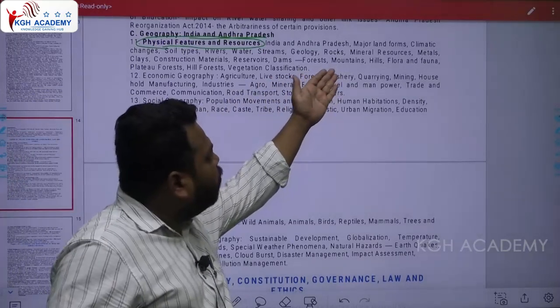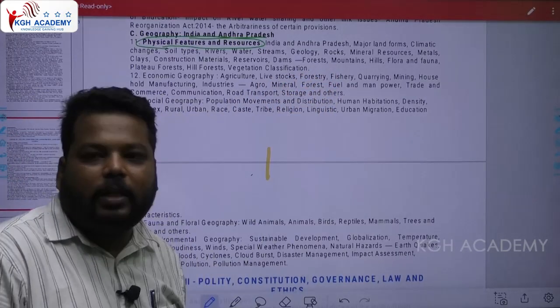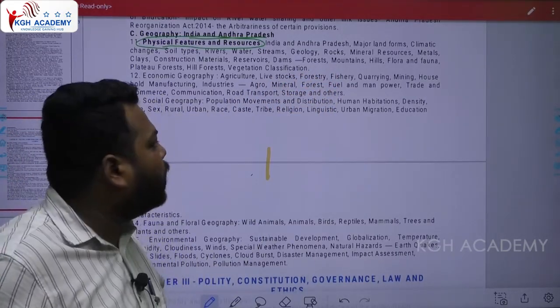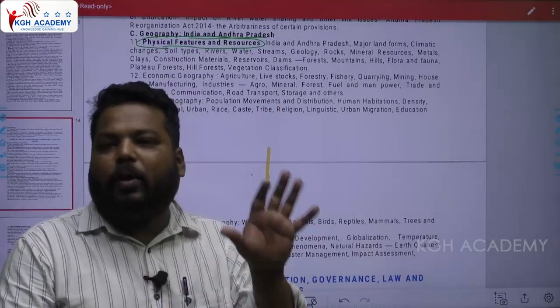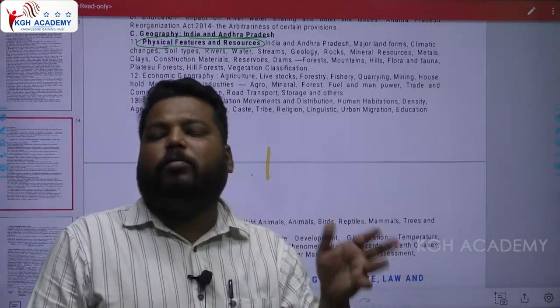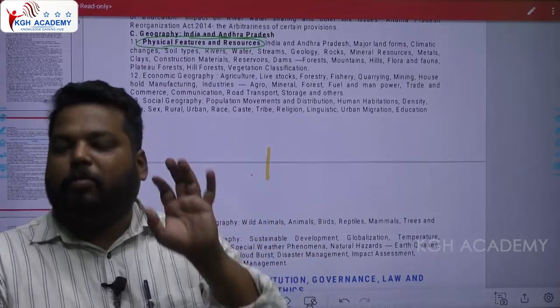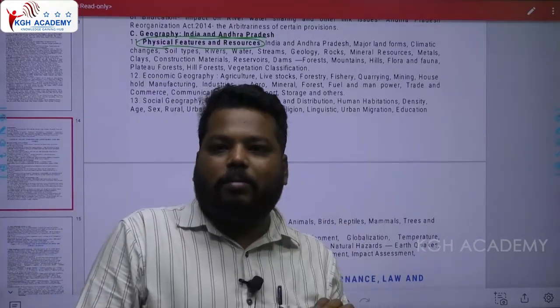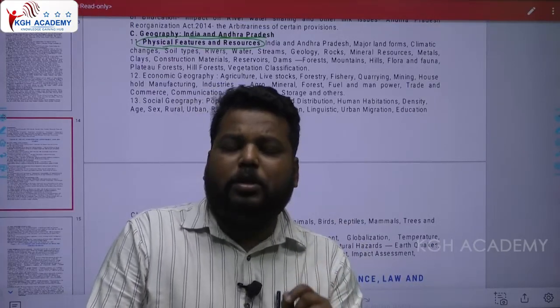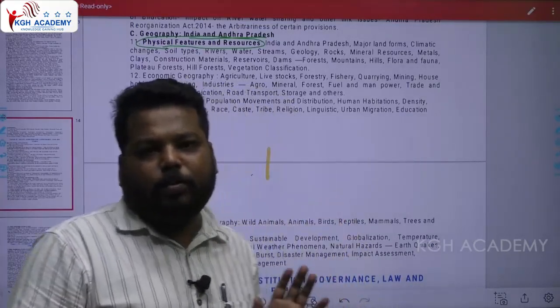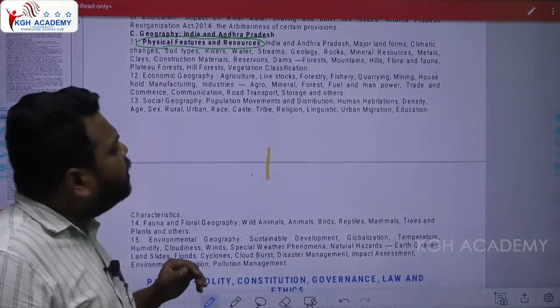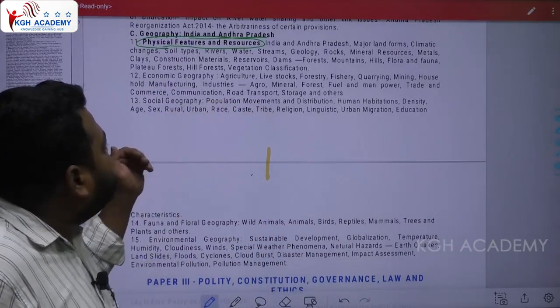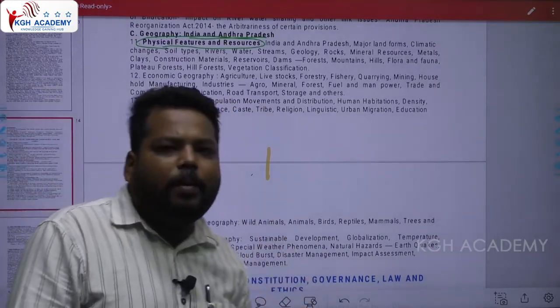The first keyword in this lecture is major landforms. We will try to understand the major landforms of India and the major landforms of Andhra Pradesh separately, so that for any question which comes in the examination, you would be in a position to solve it easily. Clear? The next aspect is climatic changes.